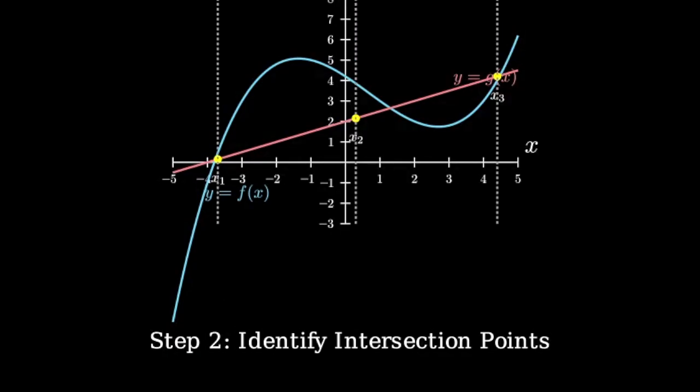Step 3 involves comparing the graphs within each interval. Where the graph of f(x) is vertically above the graph of g(x), we have f(x) greater than g(x). Conversely, where the graph of f(x) is below the graph of g(x), we have f(x) less than g(x).